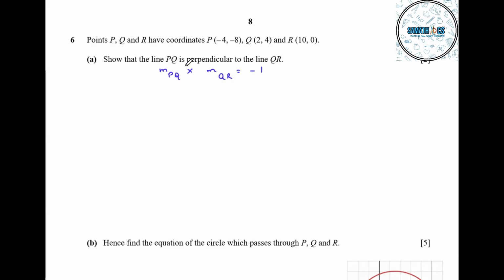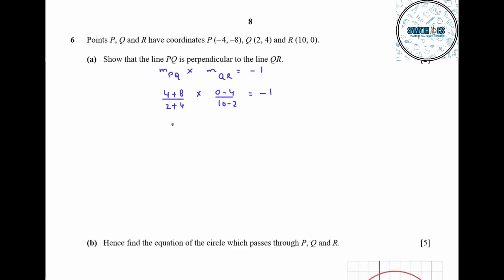So we will take out the gradient of PQ, for which we'll be using the coordinates of P and Q. So 4 plus 8 divided by 2 plus 4, that is y2 minus y1 upon x2 minus x1. And here, 0 minus 4 upon 10 minus 2.